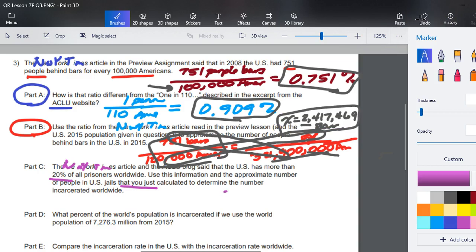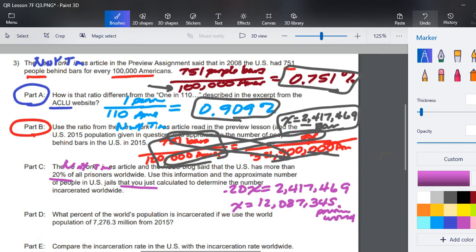In other words, right here, 20% of the entire worldwide imprisoned population is these 2,417,469 prisoners from the United States. So we'll divide both sides by 0.20. Grabbing the calculator again, I'm going to hit clear a couple of times and type in 2,417,469 and divide that by 0.20, and I get that worldwide there are 12,087,345 prisoners in the world, or about 12.1 million prisoners worldwide.